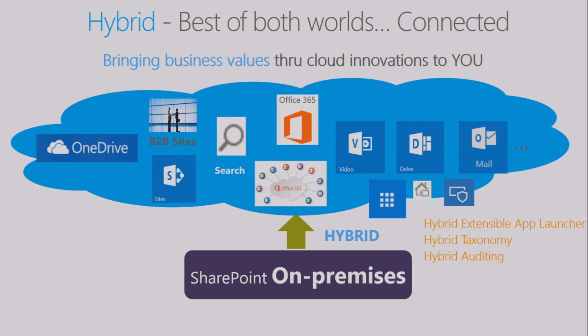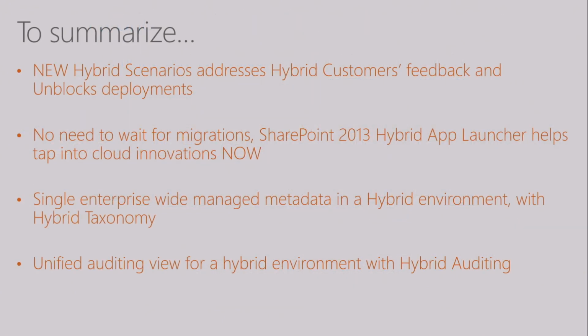So to summarize, the new hybrid scenarios that I talked about, we believe, are unblocking, and the customer feedback that I shared with you, the 3 key feedbacks, especially we talked about extensible app launcher where there's no migration needed, and at the same time you are able to get the cloud innovations to your on-premises users. And in that regard, one point to call out: only the end-user-facing features such as extensible app launcher, hybrid OneDrive for Business, and hybrid sites and so on have the hybrid audience capability because those are end-user-facing features. Whereas hybrid auditing or hybrid taxonomy are more like admin-facing features. So there is no sort of admin audience for that. Just to clarify that part.